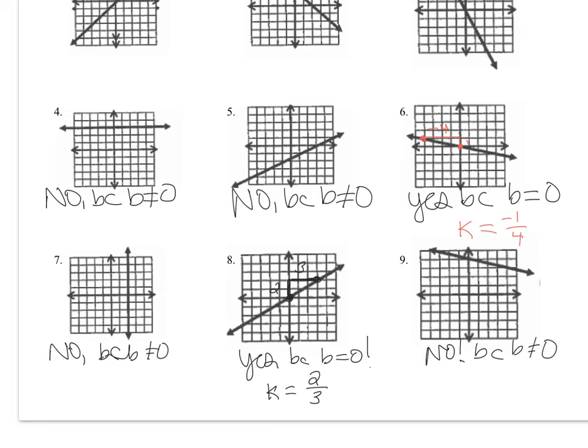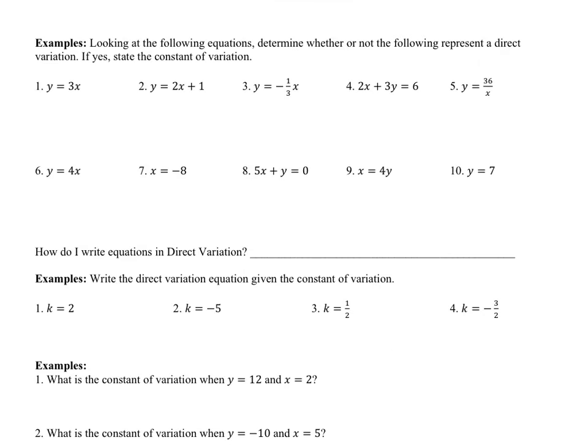Okay? So now what happens if I give you an equation? If we take a look at an equation, I know something's a direct variation or not if b equals 0. Okay? So we did 1 and 2. Let's look at 3. Y equals negative 1 over 3x. Is this a direct variation? Yes. Why? Because b equals 0. So notice my directions say if yes, state the constant of variation. Constant of variation is a fancy word for slope. What's the variable for slope? K. Okay. So looking at this picture, what does k equal? K equals negative 1 over 3.